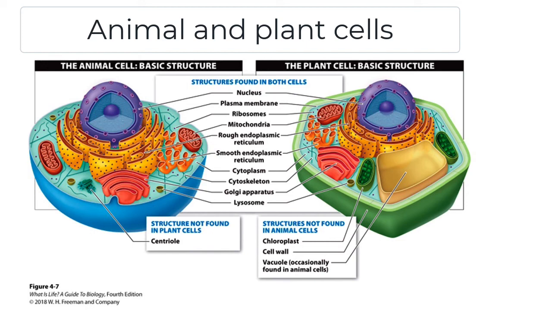Animal cells have centrioles, which are not present in most plant cells. Plant cells have a rigid cell wall, as do fungi and many protists, and chloroplasts, also found in some protists. Plants also have a vacuole, a large central chamber, occasionally found in animal cells. We explore each of these plant and animal organelles in detail later in this chapter.